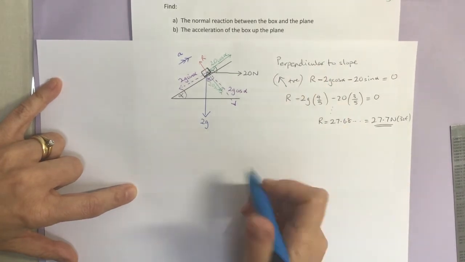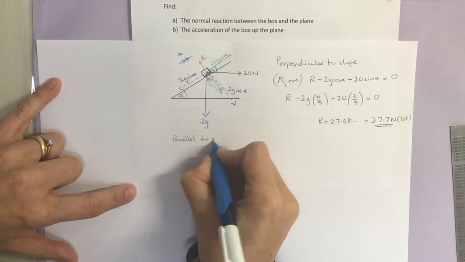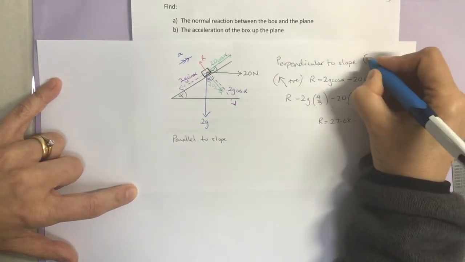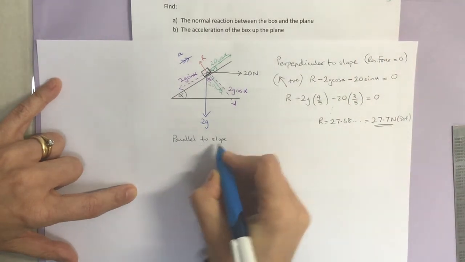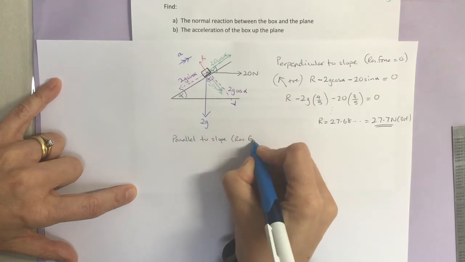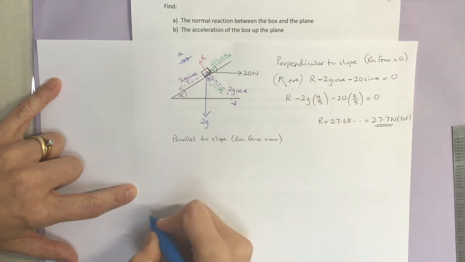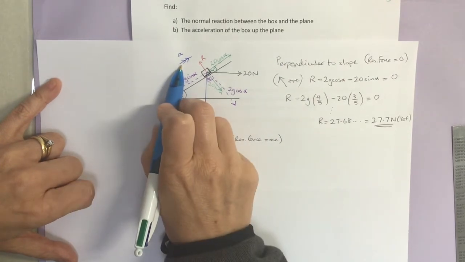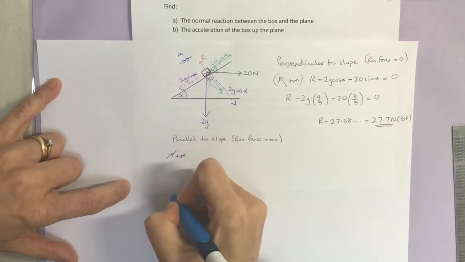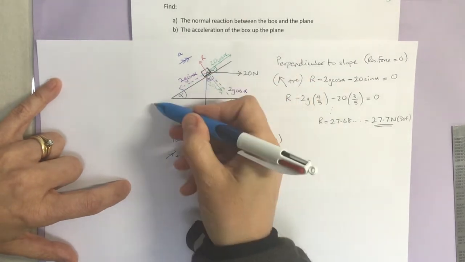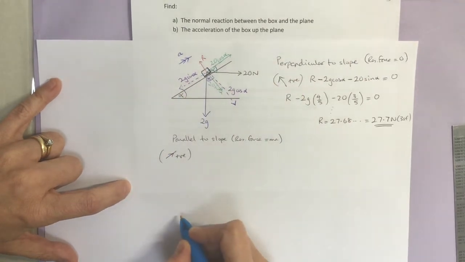I've done perpendicular to the slope there. I'm now going to do parallel to the slope. And here as well, I should have probably said my resultant force is 0. Parallel to the slope, this one, my resultant force isn't 0 because there's some acceleration up the slope, so my resultant force is going to be ma. So parallel to the slope, this time the motion is up the slope, so I'm going to take up the slope as positive.